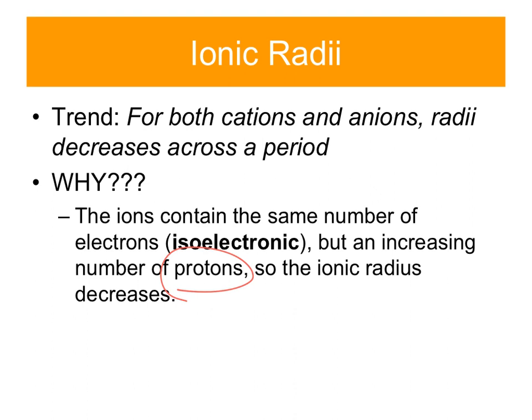But if you compare an ion to its atom, then it's different. Cations are always smaller than their original atom, and anions are always larger than their original atom.